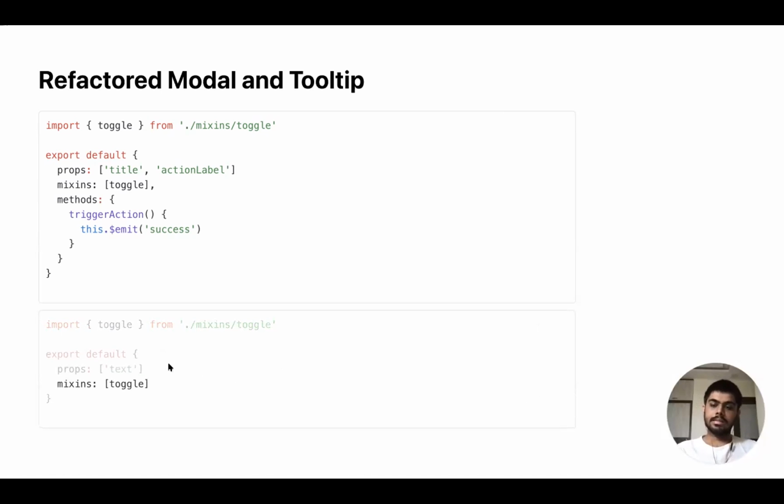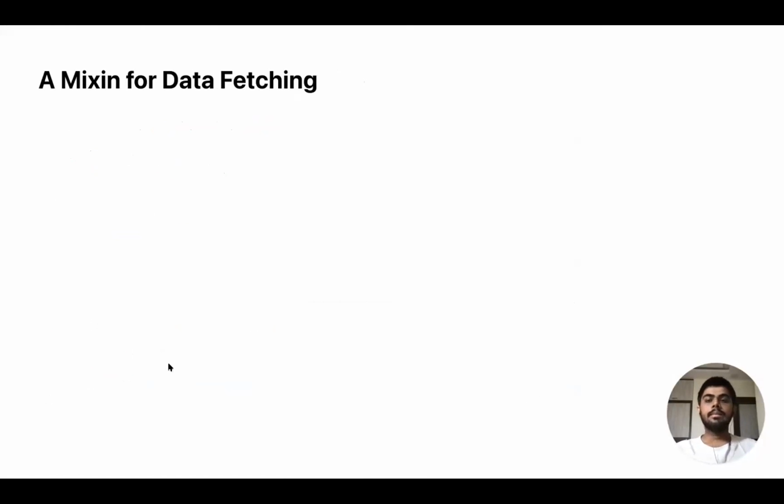But by and large, this is how you actually abstract your code base with mixins. Now, this is a very, very simple example, but in practice, mixins are very useful, especially for data fetching and your local storage usage, etc. So let's build a mixin for data fetching, right?